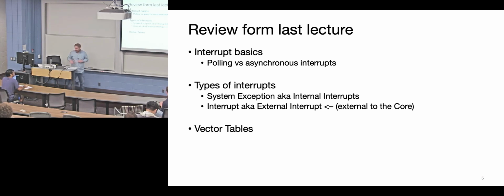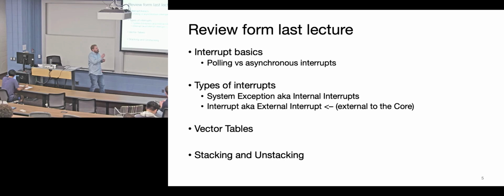Okay? Now we talked about vector tables. The vector table is where we store the list of our interrupts, the address of each interrupt handler. And so the NVIC knows where to go, which memory address it should run next and push to the PC. And then to prepare for running the interrupt vector or interrupt handler, we have to stack and unstack.